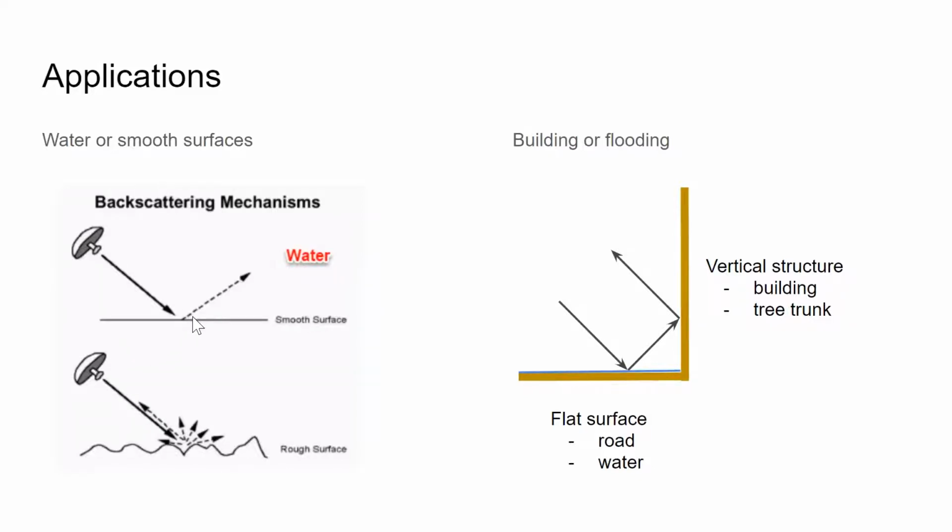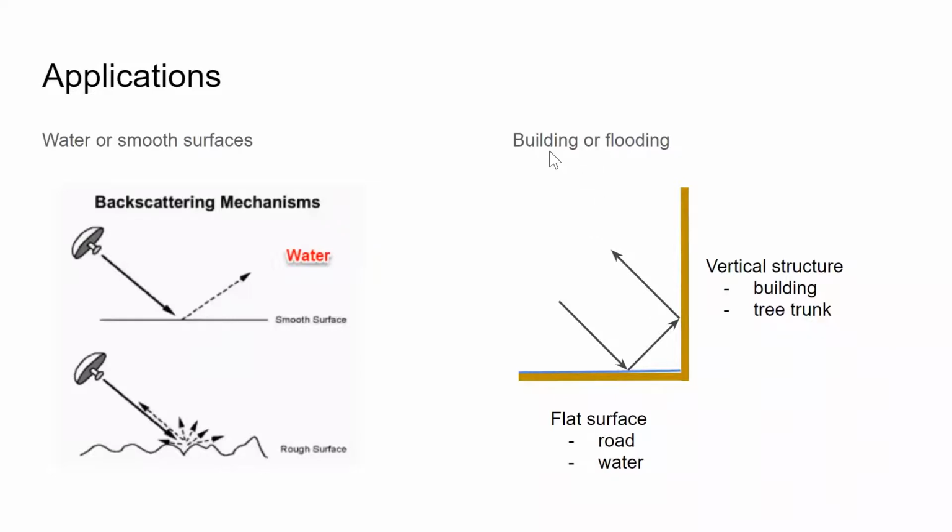But this also means that if you have roughness in the water surface caused by wind, for example, then your water doesn't appear dark anymore. So that would cause some confusion. The other thing that might happen during flood is this effect called double bounce. If you have two surfaces at a right angle, the radar signal is reflected once and reflected twice and happens to be mostly in the incoming direction. So then you get lots of signal reflected back.